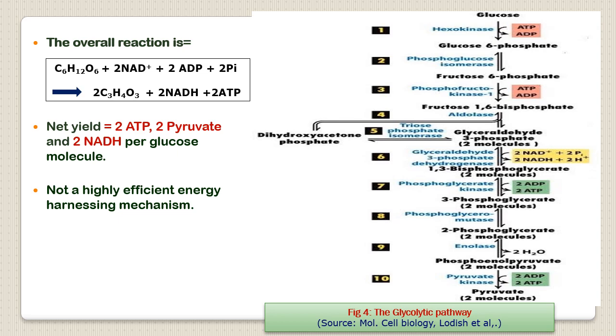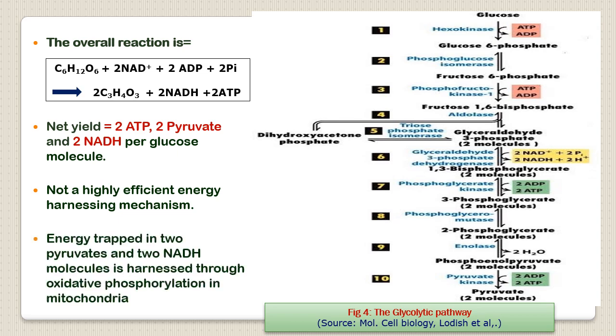Though it is not a highly efficient energy harnessing mechanism, the energy is trapped in the 2 pyruvates produced as the end product and 2 NADH molecules. This trapped energy is harnessed through oxidative phosphorylation in mitochondria by using specific machinery for it, that is the cellular respiration process. So the energy generation in mitochondria is started during glycolysis. This energy is stored in mitochondria and released at the time of energy requirement by our cell. So we can conclude that glycolysis is key to the cellular respiration pathway.